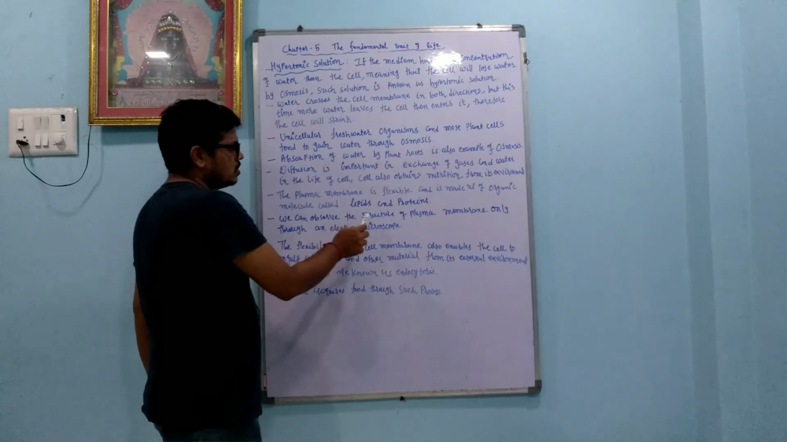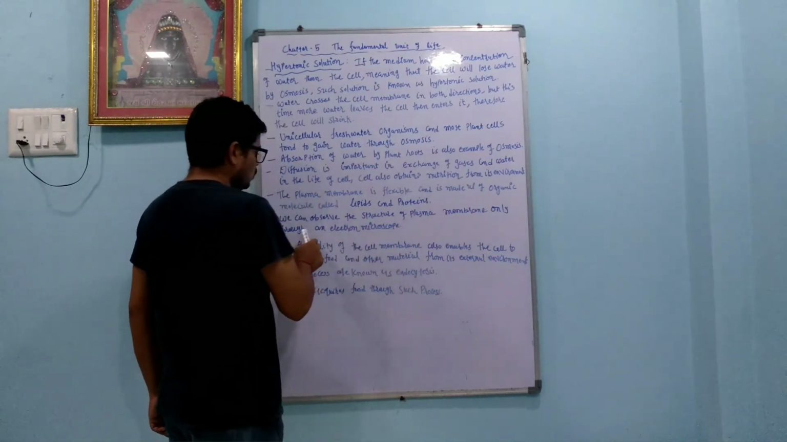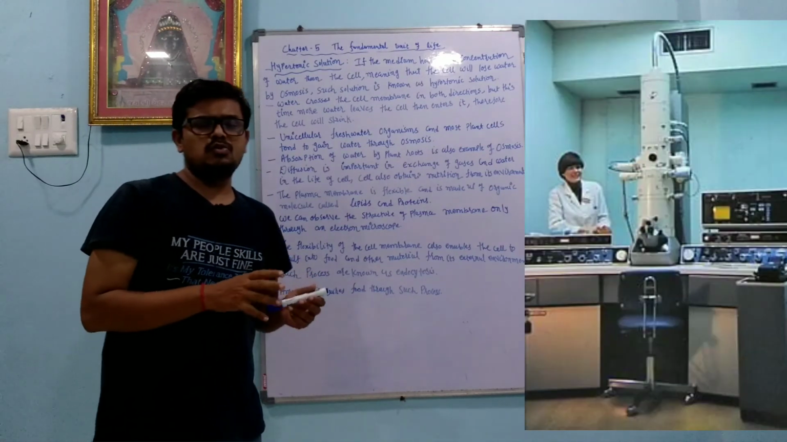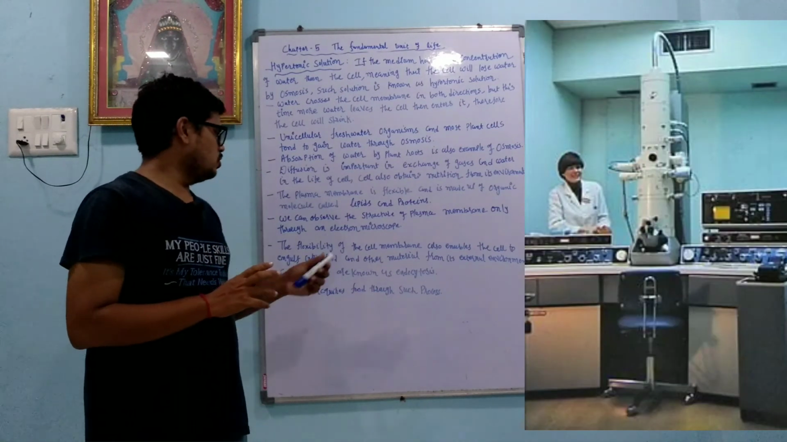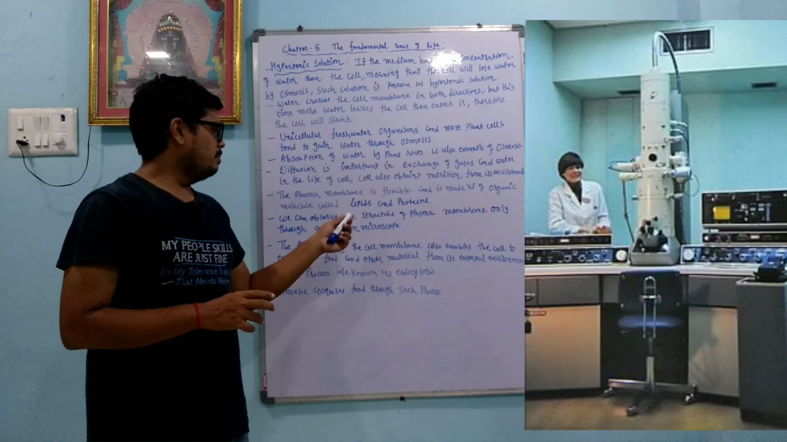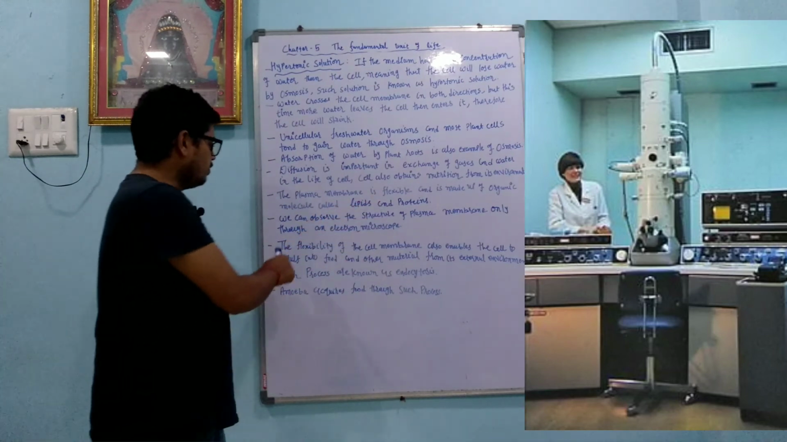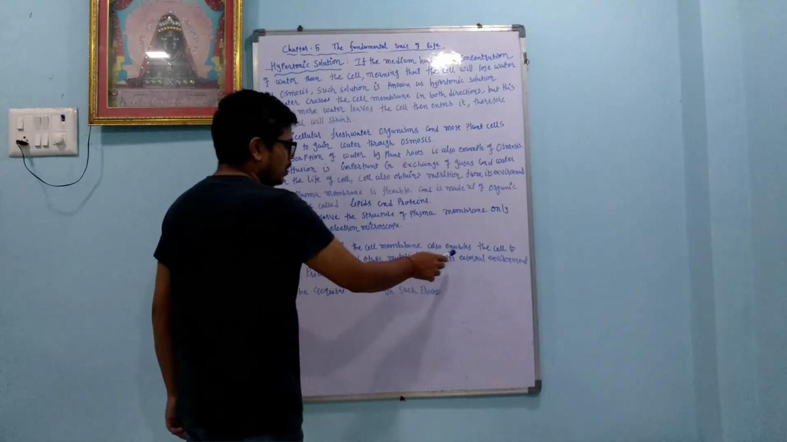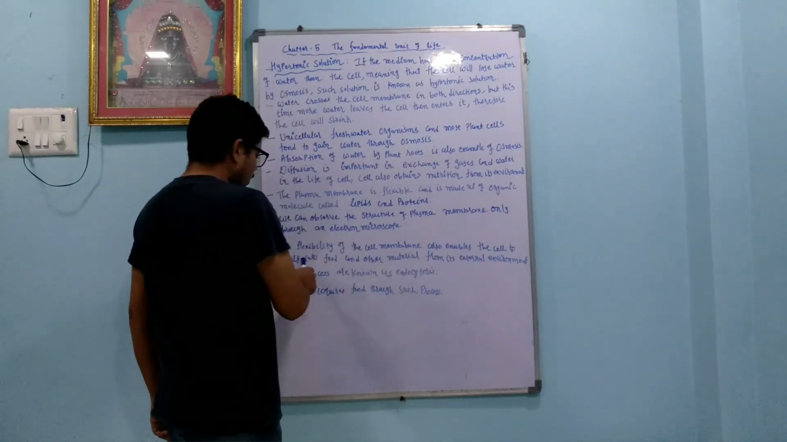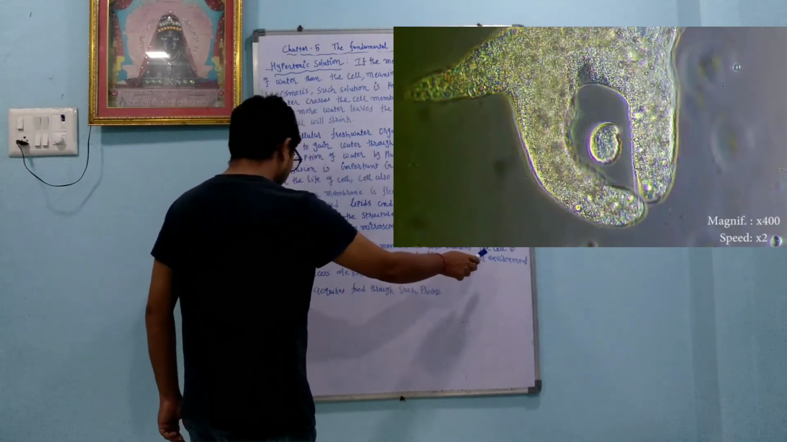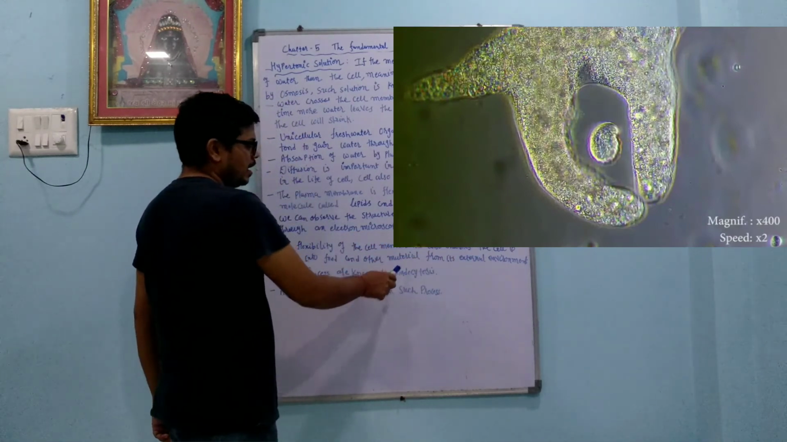We can observe the structure of the plasma membrane only through an electron microscope. Only by electron microscope can we know the structure of the semi-permeable membrane or plasma membrane, which is made up of lipid and protein. The flexibility of the cell membrane also enables the cell to engulf food and other nutrition from its external environment. Such a process is known as endocytosis.